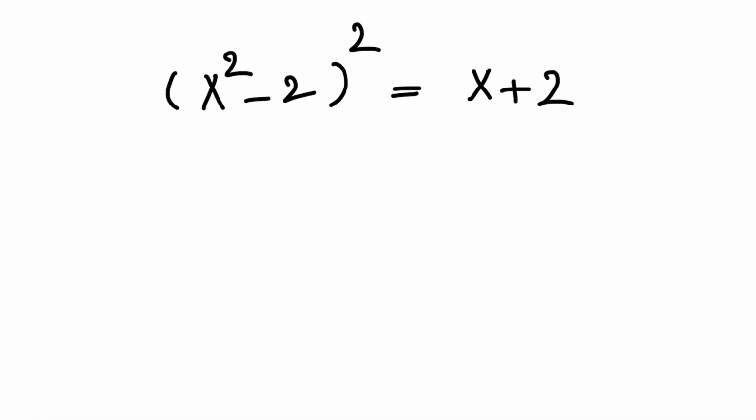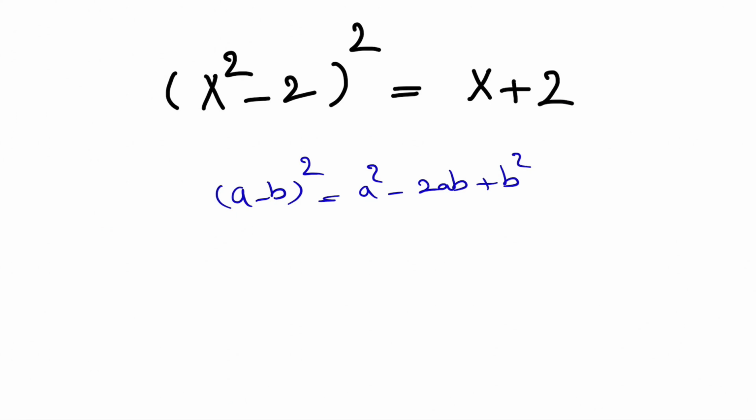Alright guys, welcome back. We're going to be solving another equation in today's video, and we have (x squared minus 2) to the power of 2 is equal to x plus 2, and we need to solve this equation for x. So looking at this, the first thing that comes to mind is that we have (a minus b) to the power of 2, which will be a squared minus 2ab plus b squared.